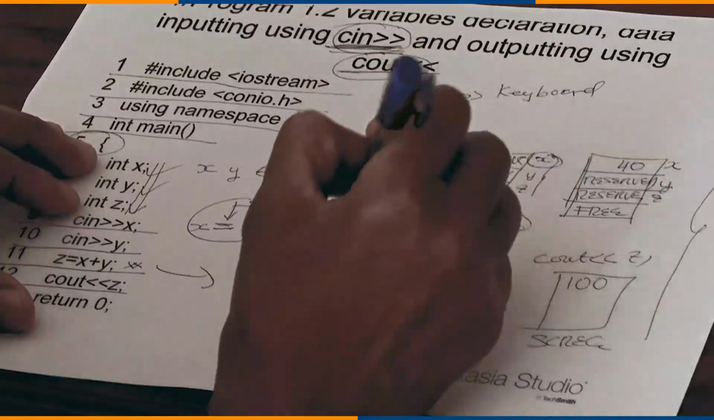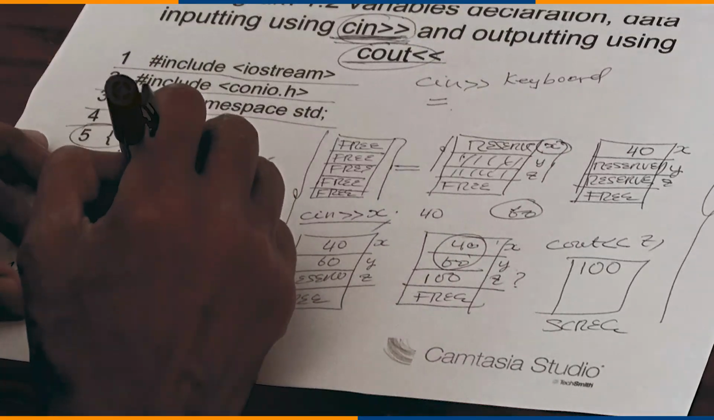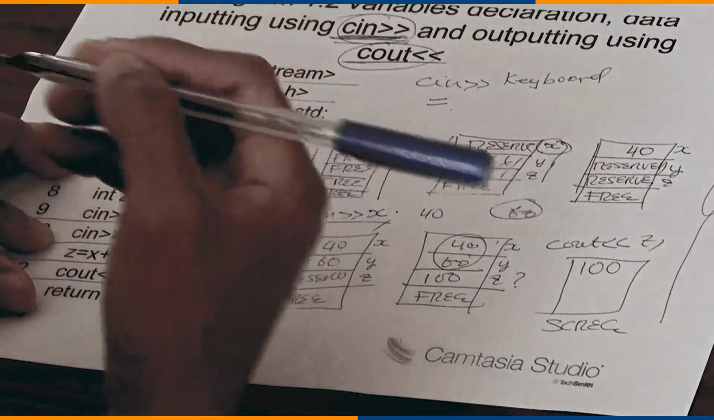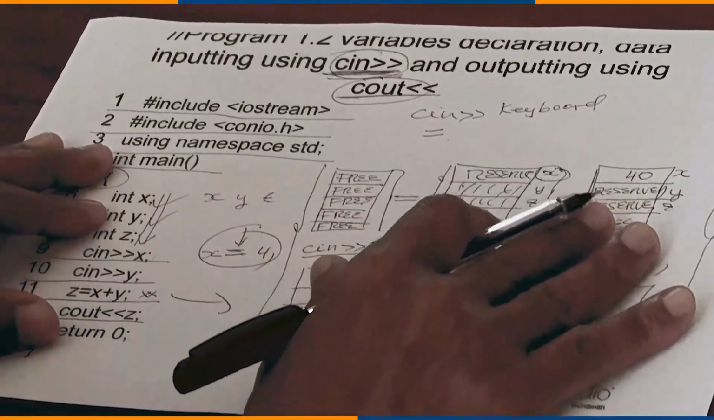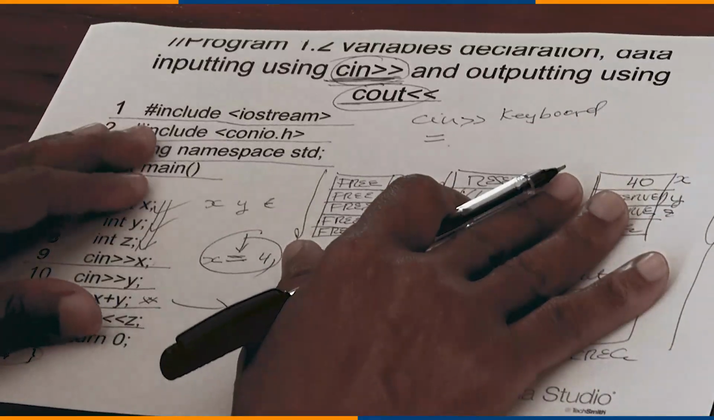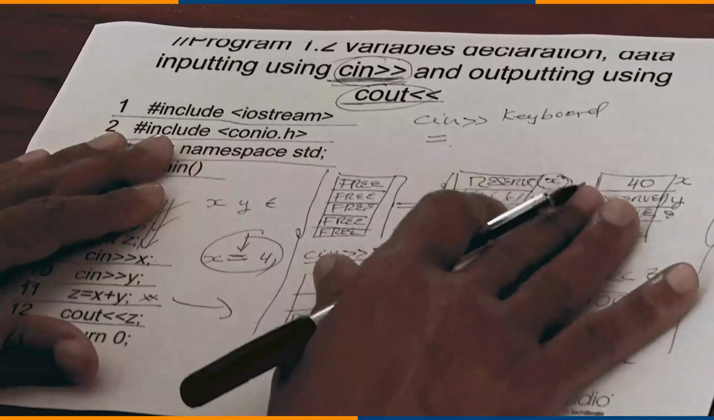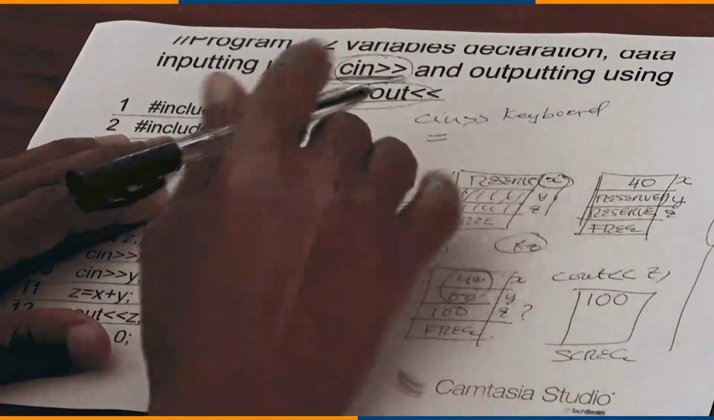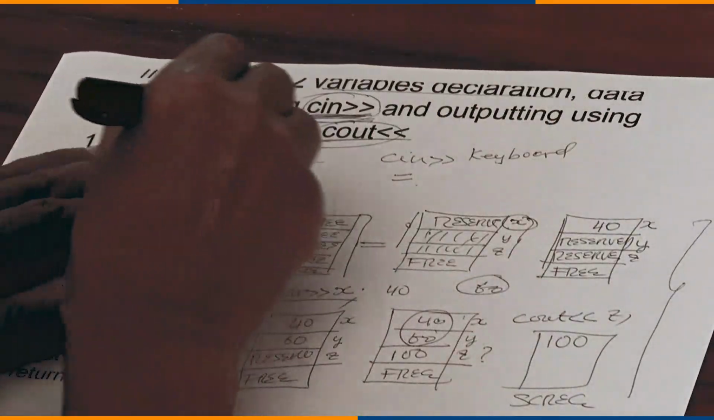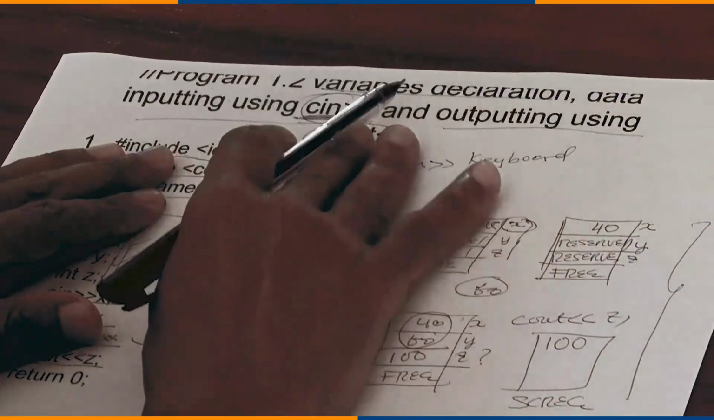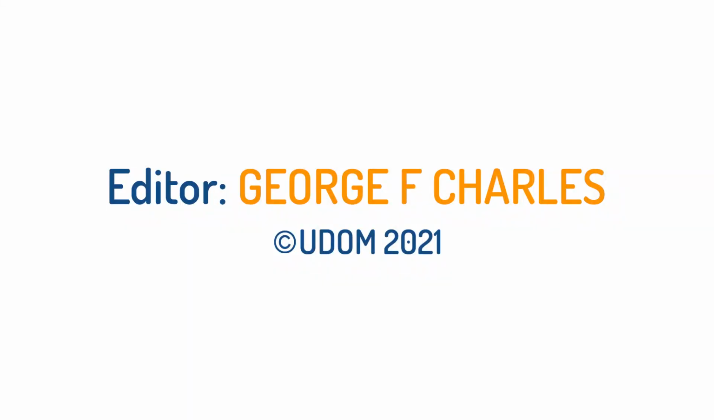So assignment is much more rigid, while using the input stream cin is more flexible because you can enter any data which you want in that variable, while with assignment the data will be entered as it appears in the program. So that is as far as program number 1.2 is concerned. That is variable declaration, data inputting using cin, and data outputting using cout. Thank you for now.